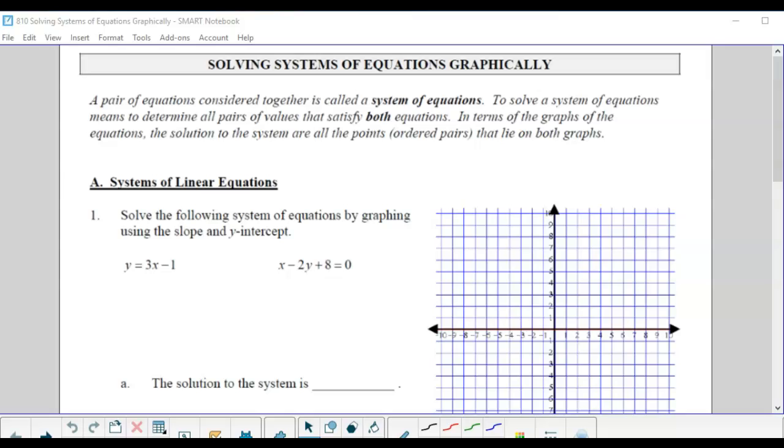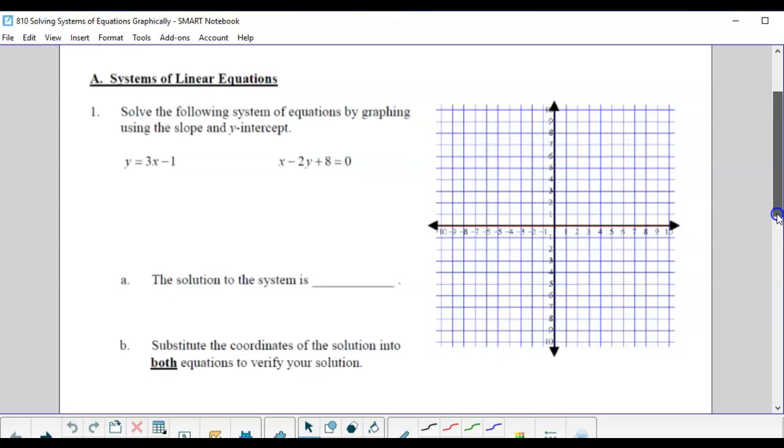Solve the system of equations by graphing using the slope and y-intercept. So we're kind of giving you a hint here. First one's already in slope y-intercept form. Okay, so let me just move this. So we want to plot -1, the y-intercept, and use the slope to find some more points. Remember, do as many points as you can that fills up the paper. Just makes it easier once you get your ruler out.